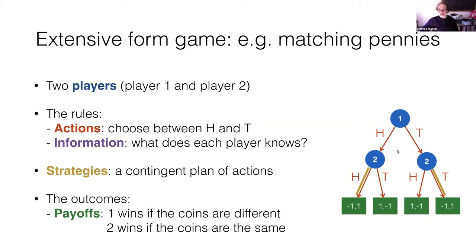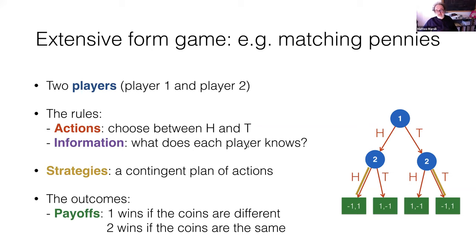Now, in this case, we assume that player two knows, so information is also important. Here we assume that player two knows what player one chooses before he makes his choice. But you could also think about the matching pennies game, which is typically played simultaneously, where player two does not know what is the choice of player one.